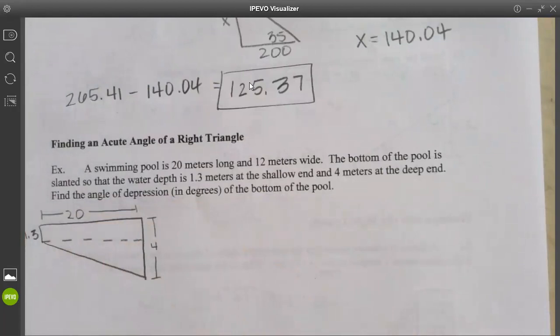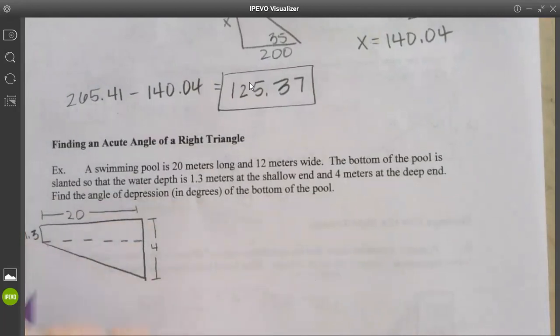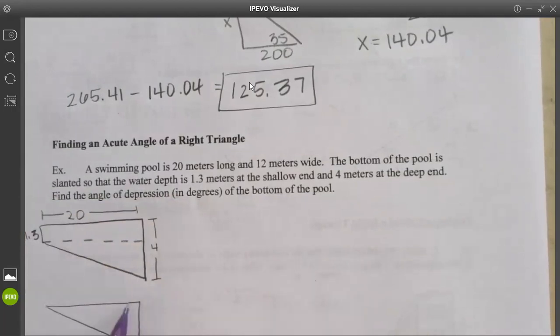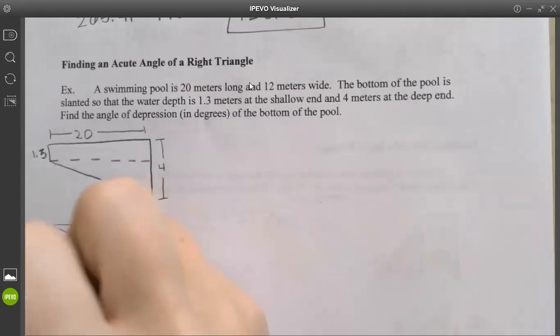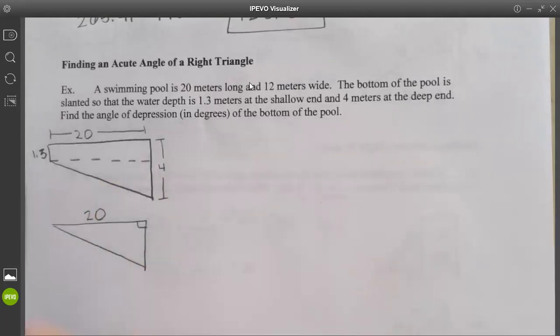It says find the angle of depression in degrees. So that's this angle right here. That's what we're looking for. So we're trying to find this. So I'm going to split this up into just a right triangle. Just a right triangle. This is still going to be 20. But we're only looking at the right triangle because we're looking for the angle of depression. That's why we take off the top part. So how do I figure out this side?